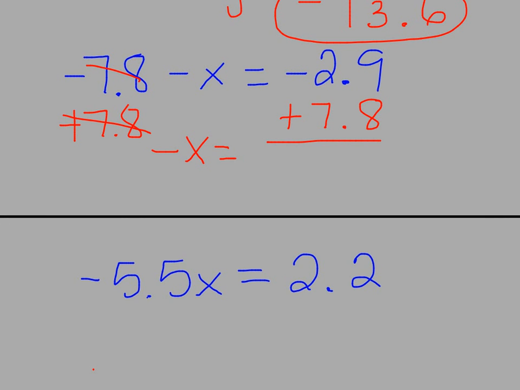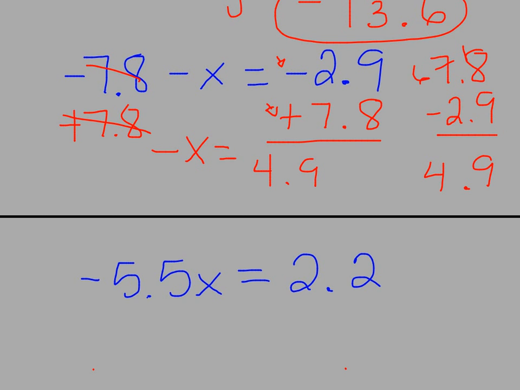And now I see that since this one is a negative and this one is a positive, I need to subtract them. And so I need the bigger number to be on top. That's the positive 7.8. I'm going to take away the 2.9, and since the bigger number is positive, my answer is going to be positive. Then I would subtract, and I would get 4.9, positive 4.9, and that's what negative x equals.